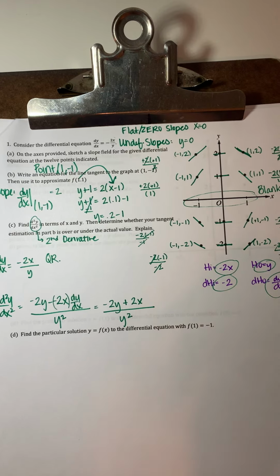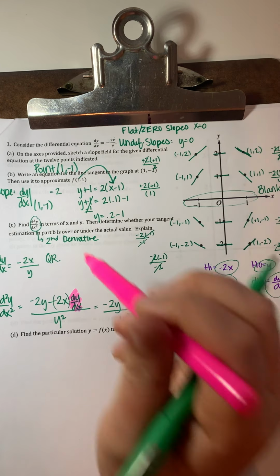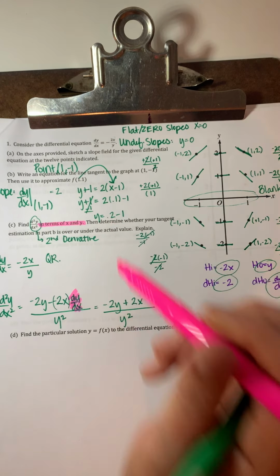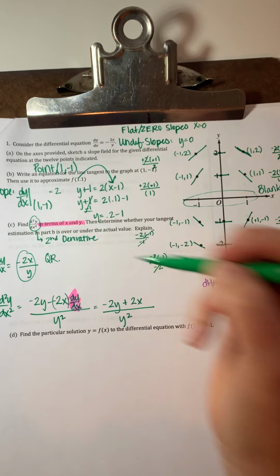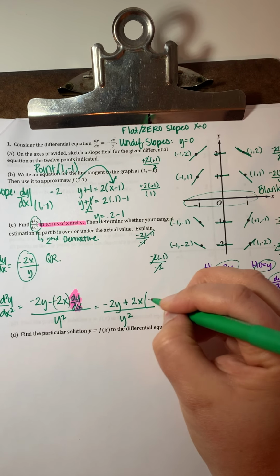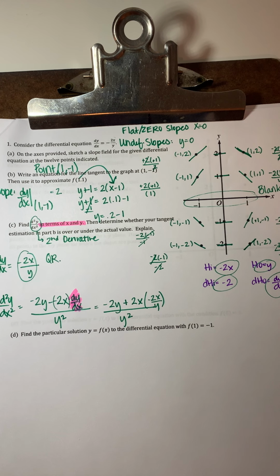Now, let's talk about this term right here. I cannot leave that a dy dx because it says my derivative needs to be in terms of x and y. That means other than numbers, I can only have x's and y's. So d's are not allowed, dy dx's aren't allowed. So my substitution for that is that dy dx is really a negative 2x over y. Okay, and then I could just leave it like that.